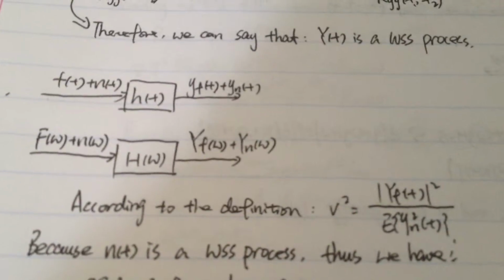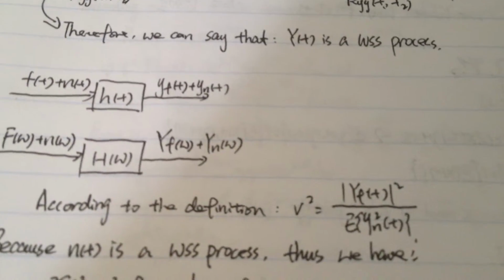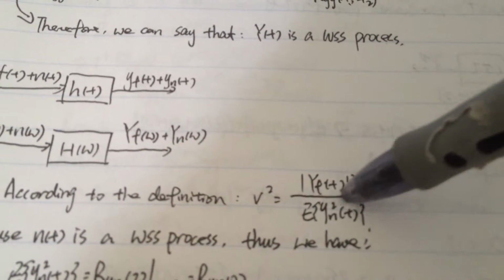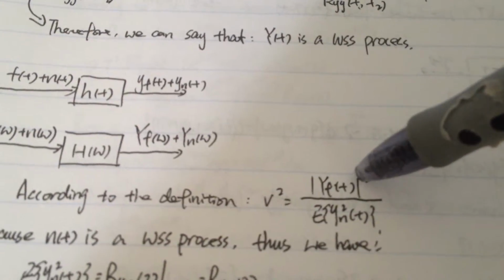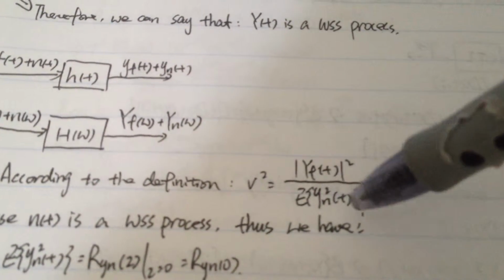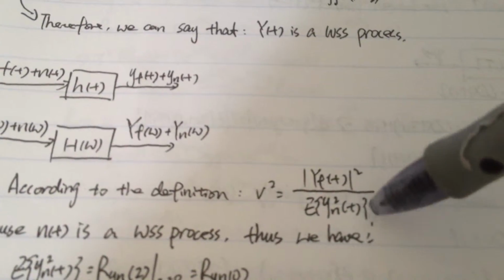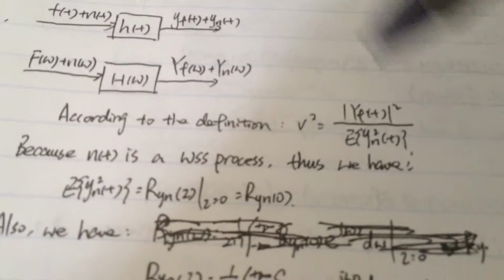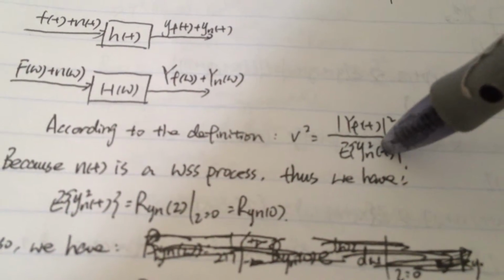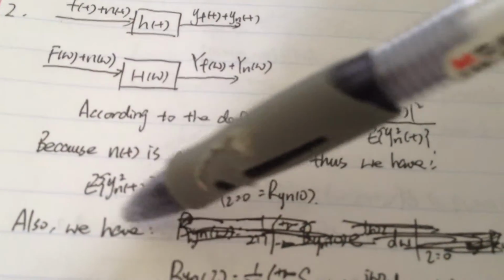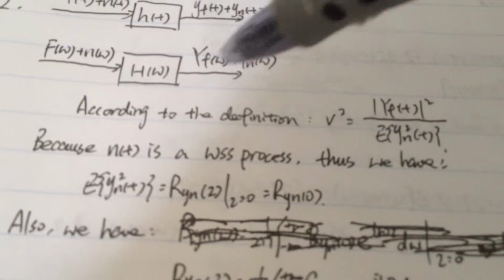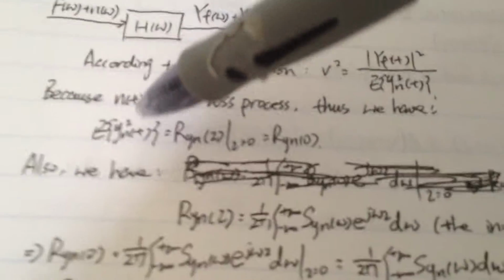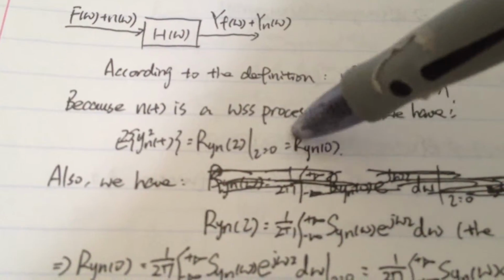And according to the definition of SNR, we know that the square of SNR should equal this part. The above part means the power of the signal, and the below one means the power of the noise. And for this one, we know that this part equals the autocorrelation of y_n, when tau equals 0, so that we can write this part into like this.